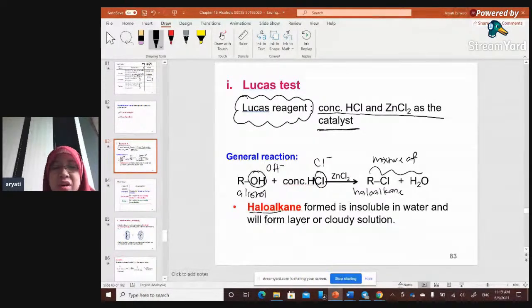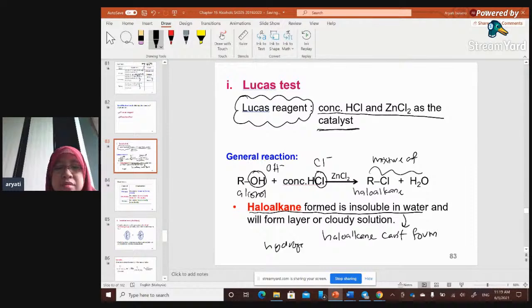The haloalkane is insoluble in water because the haloalkane cannot form hydrogen bonds with water. So you will form a layered solution, two layers, or you will see a cloudy solution. The cloudy solution is actually a mixture of haloalkane and H2O.